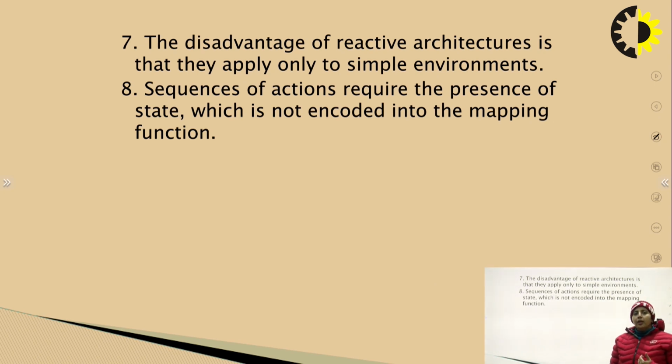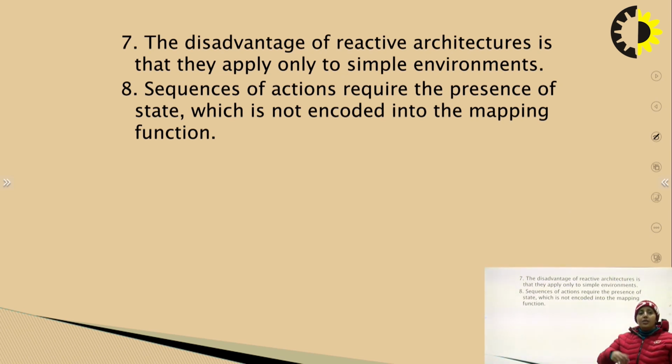Basically, when we make an agent based on the deliberative architecture, the functionality does not work in the manner of sensing something, then mapping it with some sort of function, and then performing.